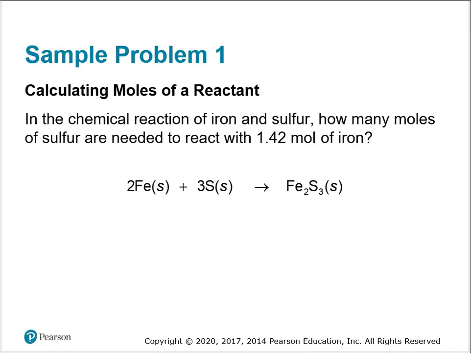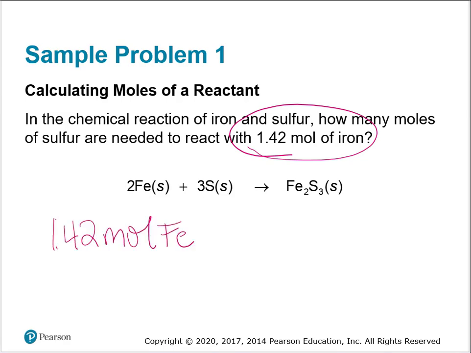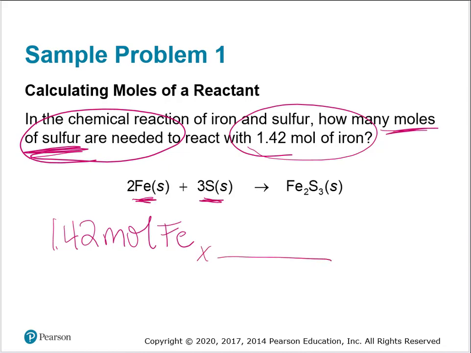Why do we need to know those ratios? Well, because if I know that I have 1.42 moles of iron and I want to know how many moles of sulfur are needed to react, so I want to hop from one substance to another. And in order to do that, what do I want? I want moles of sulfur. And what have I got? I've got moles of iron. Again, what have I got is what I'm starting with.